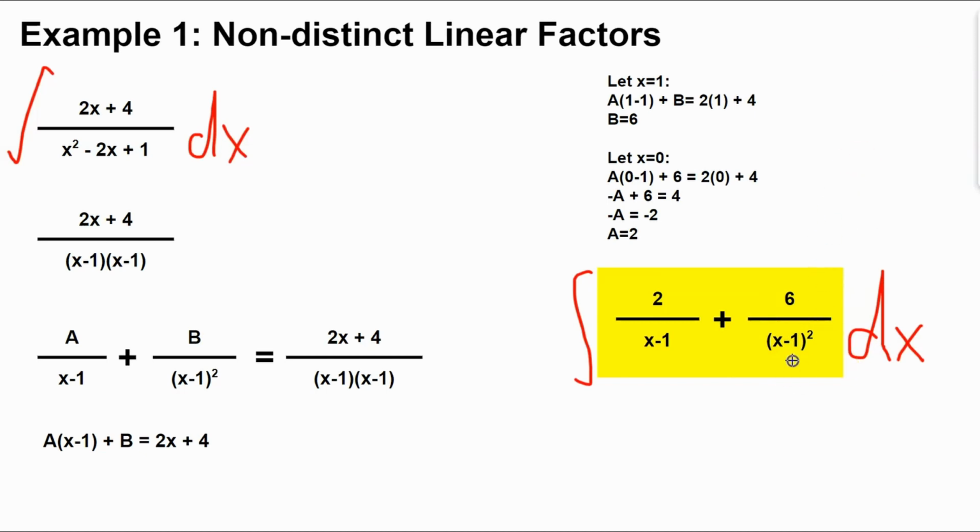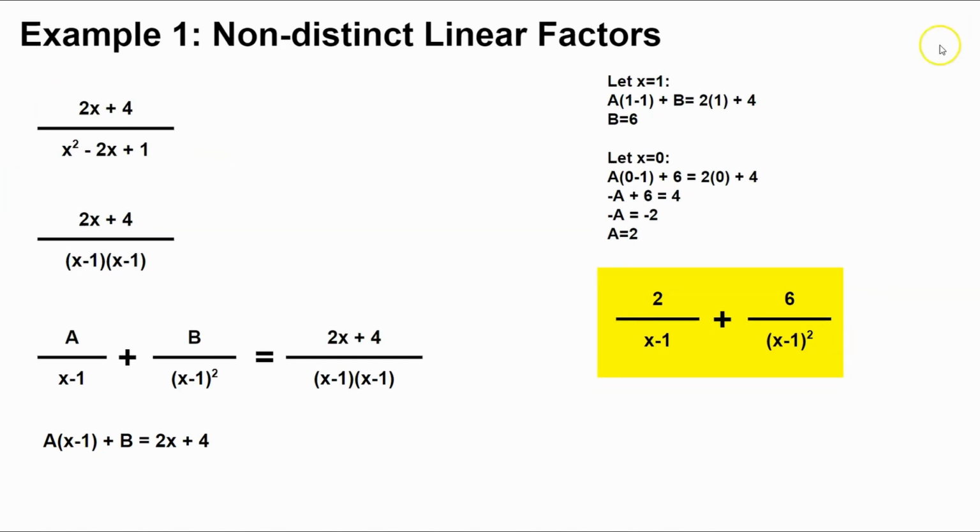You could use u-substitution here because it's a more complex sum fraction, but x minus 1, the derivative of that is just 1. So really what you're dealing with is simple stuff. So 2 ln of x minus 1 minus 6 over x minus 1.